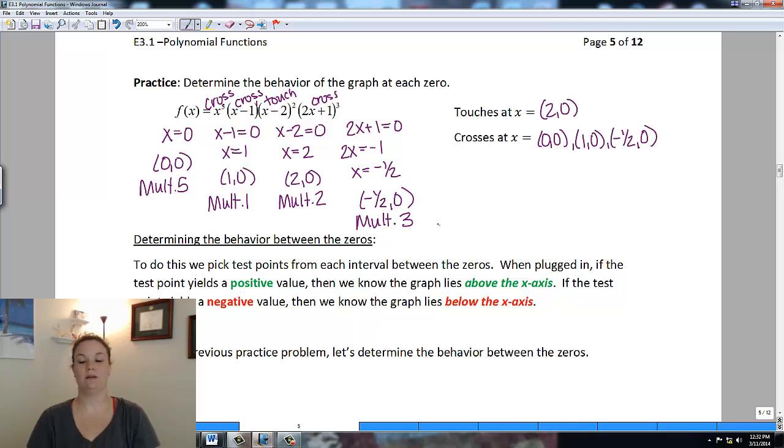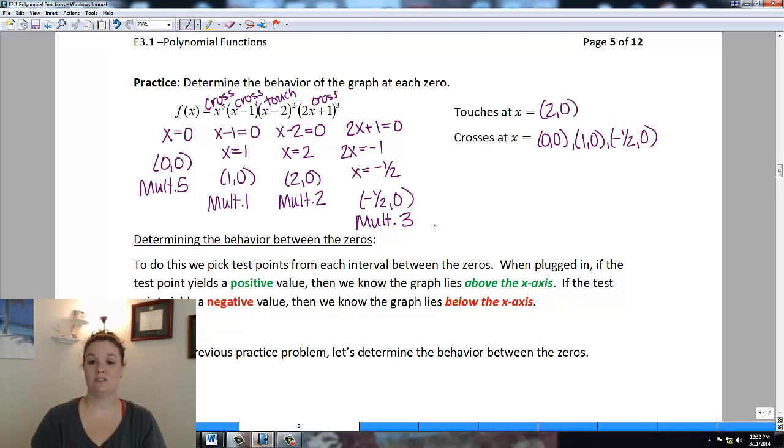On your homework, it will ask you to enter the 0 and its multiplicity, so make sure you remember what that means, okay? Okay, so we're getting closer. We know how to find the zeros, and now we know how to determine the multiplicity or the behavior at the zeros. We also know how to find the end behavior. Now the last thing we have to do is determine what's happening in between our zeros.